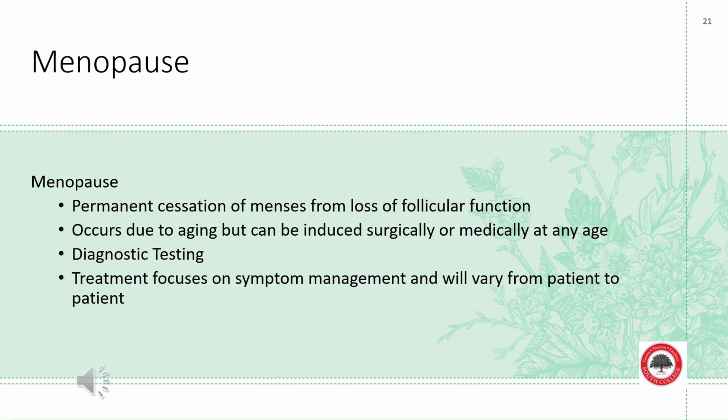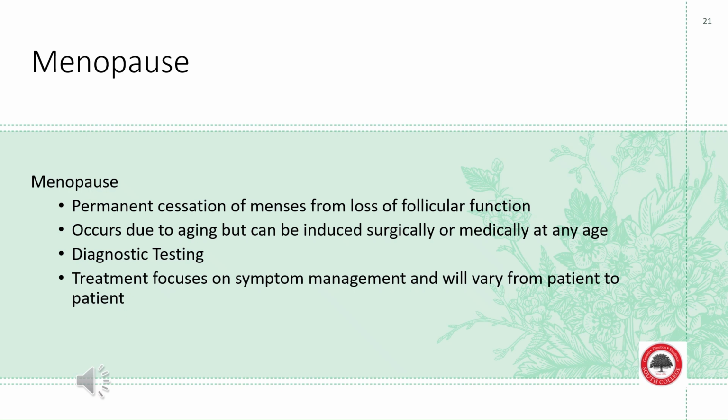According to the North American Menopause Society, or NAMS, menopause is the permanent cessation of menses resulting from loss of ovarian follicular function. It is defined as the final menstrual period and is reached when there have been 12 consecutive months of amenorrhea.